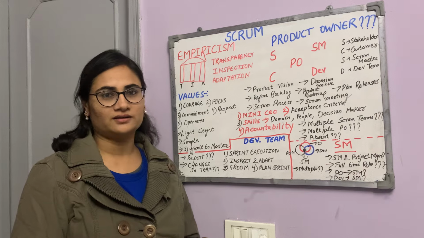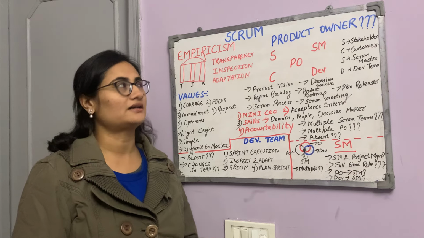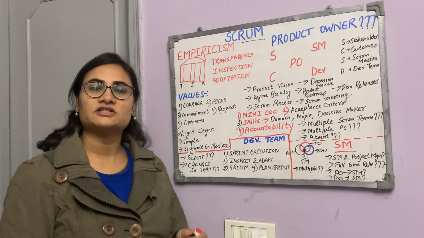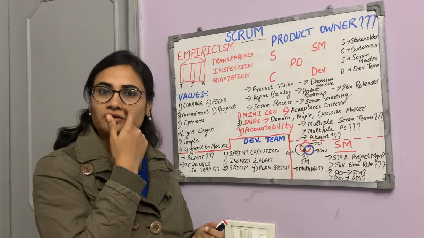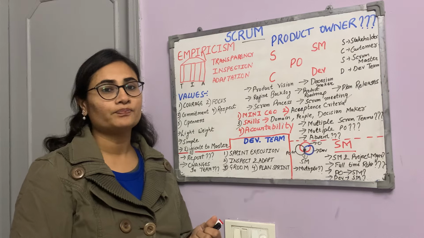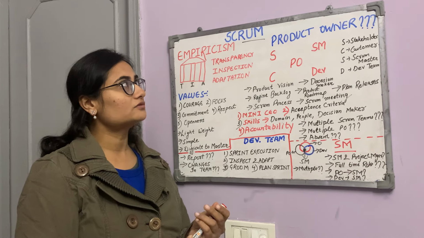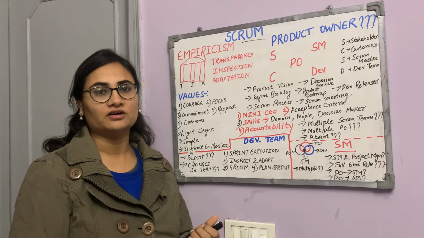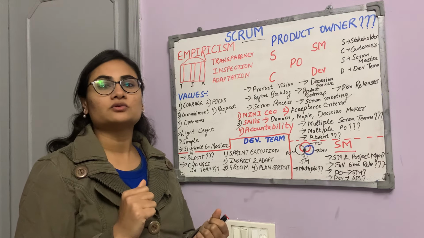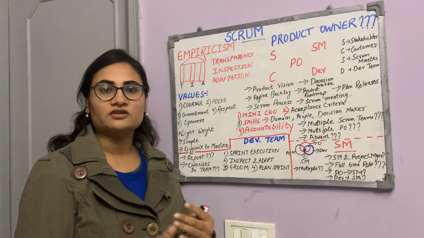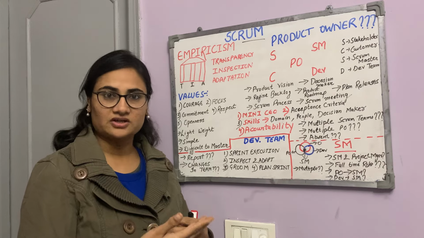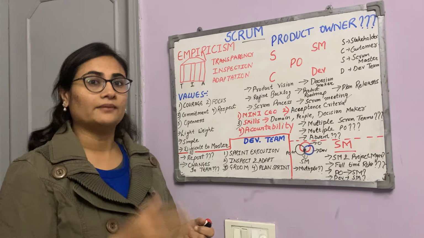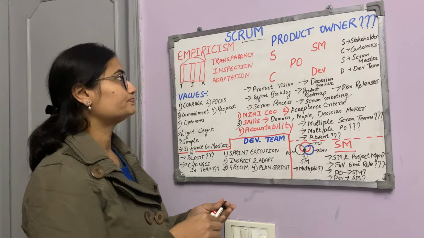So the topic which we are going to discuss today is Scrum. The last discussion which we had was on the topic of extreme programming. So today we are going to discuss the most popular Agile framework, which is Scrum. There are many Agile frameworks like Scrum, Extreme Programming, Kanban, and Scrum is also one of them. It's the most popular one.